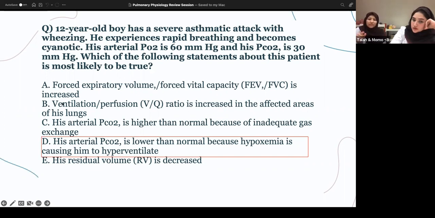Wait, why is B wrong? Someone was saying ventilation perfusion ratio is increased in the affected areas of his lungs. So basically, that means that ventilation is decreased.